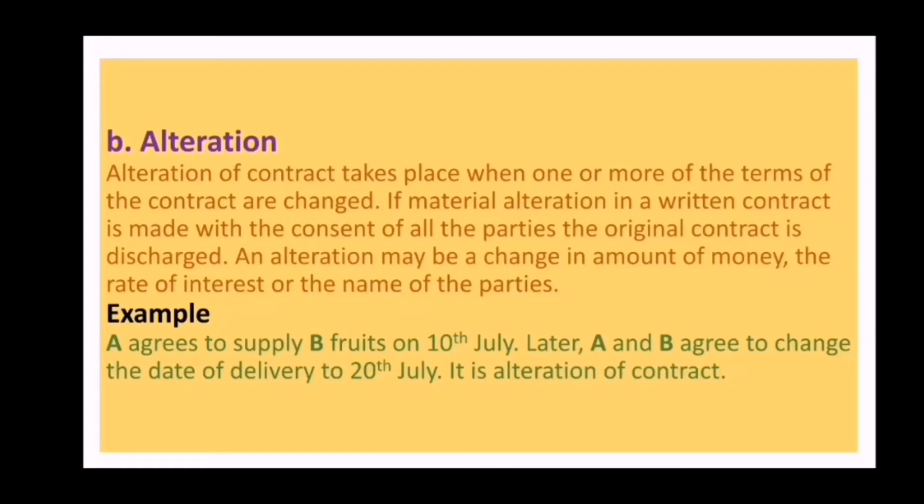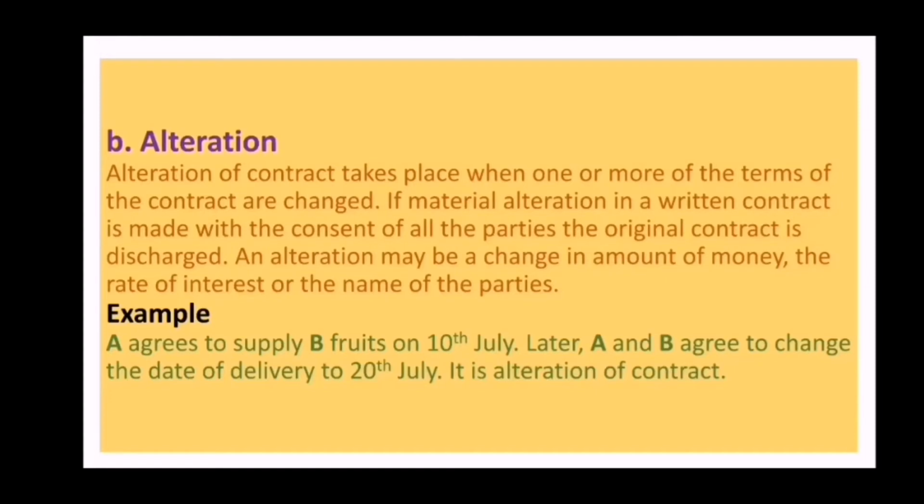The next case is alteration. Alteration of contract takes place when one or more of the terms of the contract are changed. If a material alteration in a written contract is made with the consent of all the parties, the original contract is discharged. An alteration may be a change in the amount of money, or a change in the rate of interest, or maybe a change in parties. Let me make clear further the difference between alteration and novation.